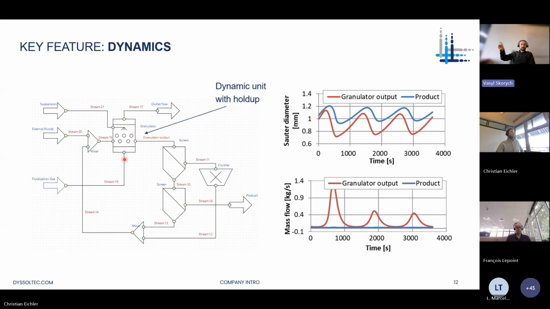And to control this size, we have the typical screen mill loop attached to the granulator, where the particles which are too large after the granulation are crushed there and returned back, mixed with the particles which are too small, and these are returned back to the granulator, and those small particles act as new nuclei to start the new growth process.